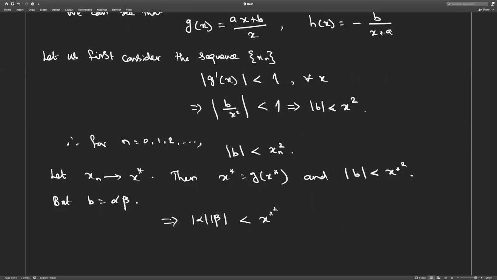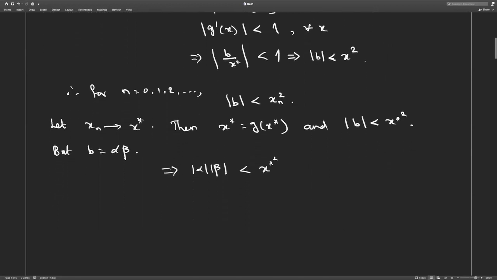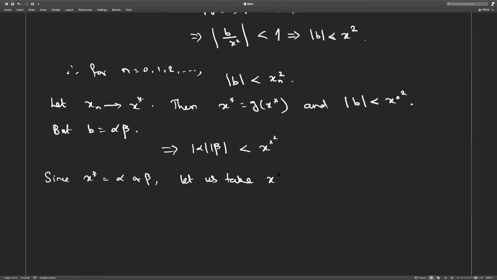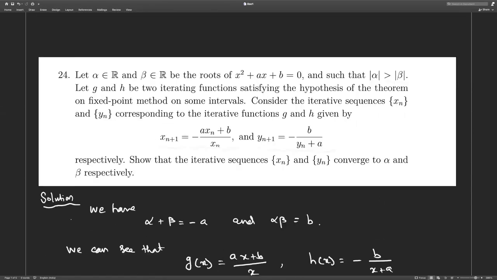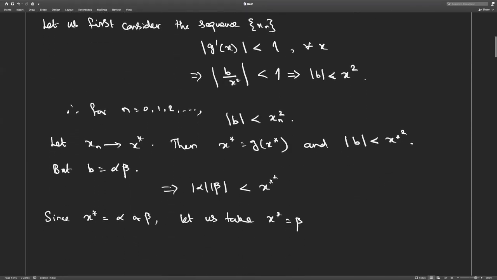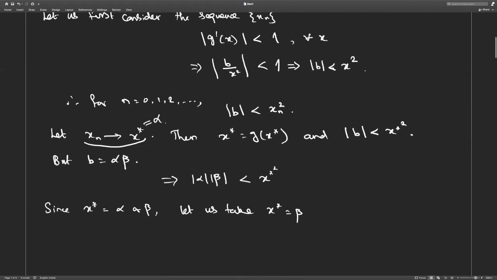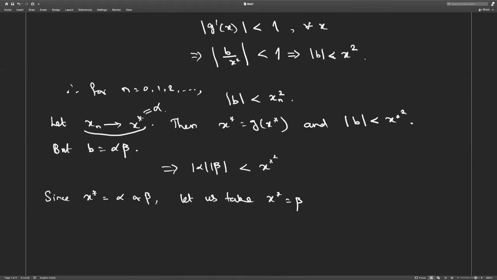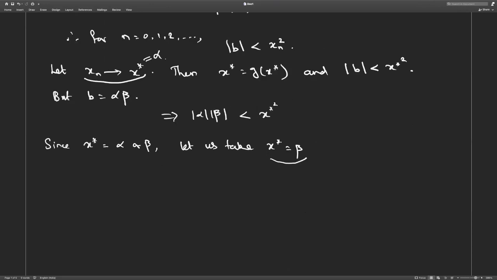Remember, x star is either alpha or beta. Let us take x star as beta. Why? Because in this case, we want to show that xn is converging to alpha, right? It means we want to show in this case that x star is equal to alpha, but we will assume the contradiction that x star is beta and see that we arrive at a contradiction. How is that going to happen?